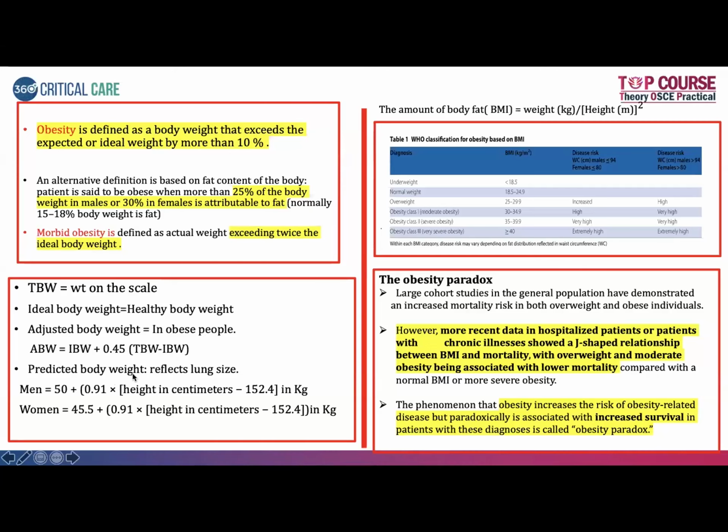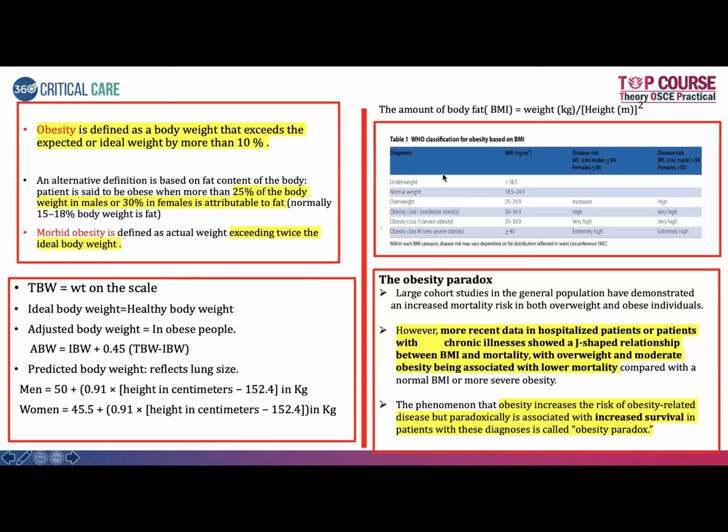What is predicted body weight? This is mainly used in terms of ventilatory strategies. Dr. Jasmine had already mentioned, in men it is 50 plus 0.9 times height in centimeters minus 152, in kgs. In women it is 45.5 plus 0.9 times height in centimeters minus 152. So this you'll get in kgs. This is mainly used when you're looking into ventilatory strategies.